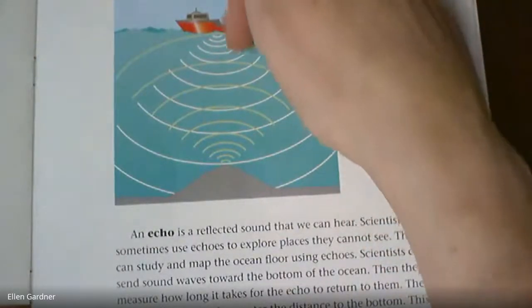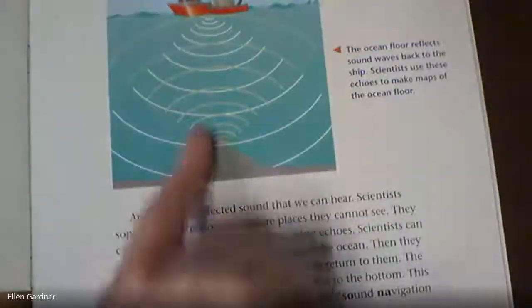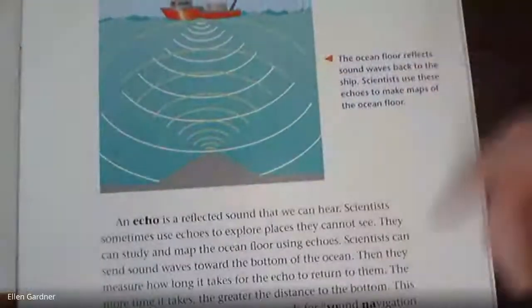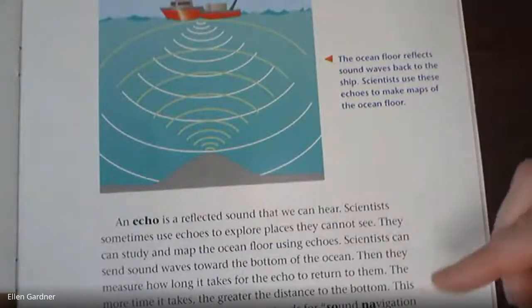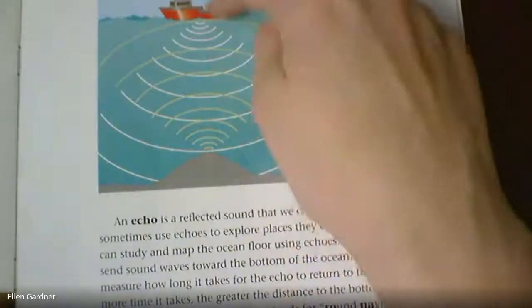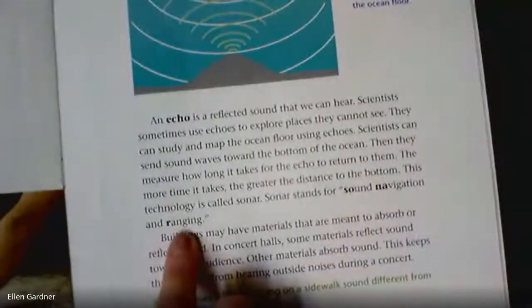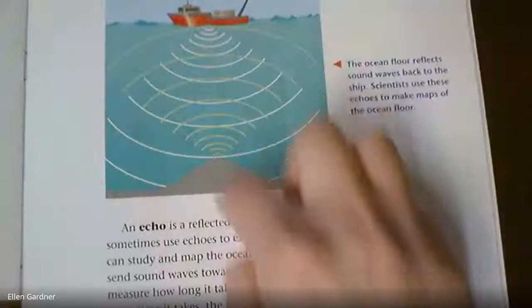So as they send a sound wave down, identifying how long it takes to get back is what we call echolocation. Then the more time it takes, the greater the distance to the bottom. This technology is called sonar, which stands for sound, navigation, and ranging. Okay, so sonar is that scientific ability to see how far away things are.